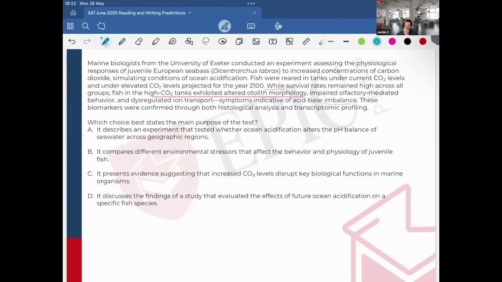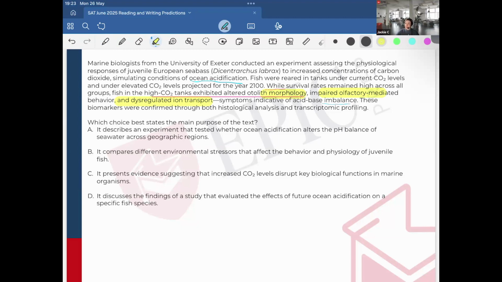Okay, so we know that there's some experiment that's taken place. There's this increased CO2, and that leads to ocean acidification. And then we know what's happening with the control group versus the experimental group. And then we got to the key finding, which shows that within the high CO2 tanks, they had all these problems. Basically, altered morphology, impaired olfactory, and dysregulated ion transport, which is showing this acid-base imbalance. So they confirm their observations using these specific tools.